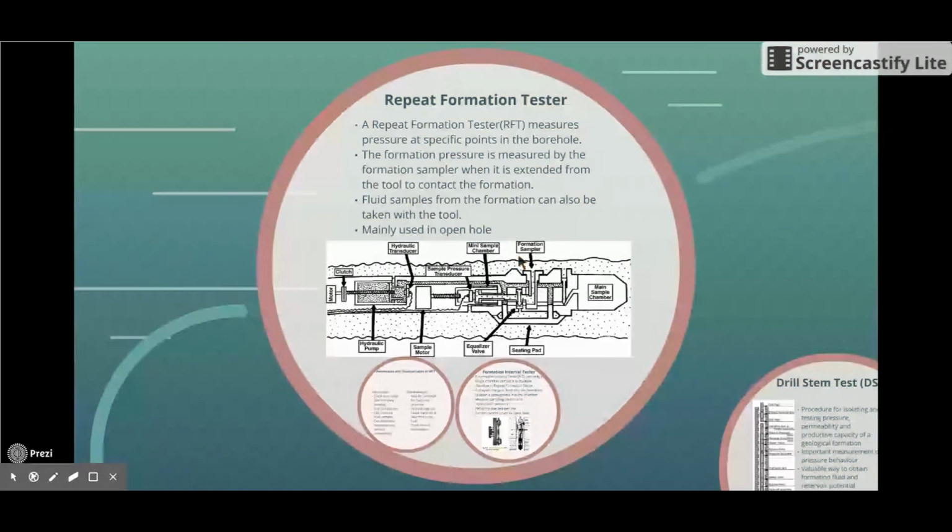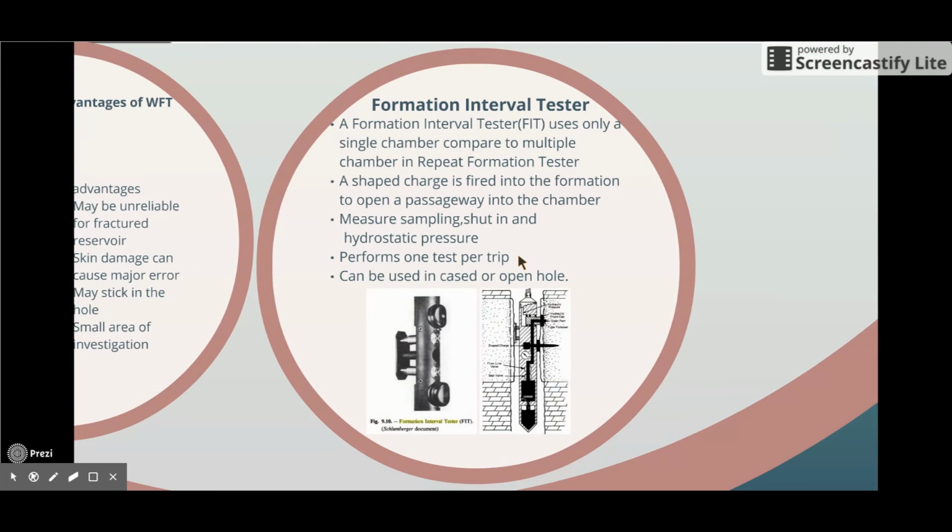The next one is the formation interval tester. A formation interval tester, or FIT, uses only a single chamber compared to multiple chambers in repeat formation tests. The process of the formation interval tester is similar to the repeat formation tester, except that it only uses a single chamber. A shaped charge is fired into the formation to open a passageway into the chamber.